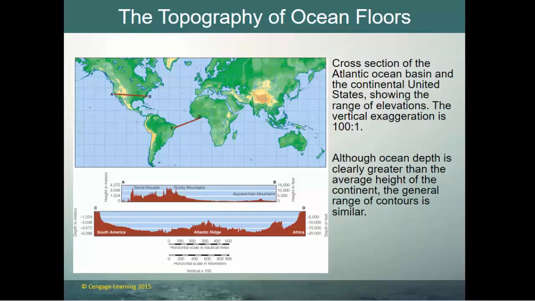So we can see the cross-section of the Atlantic Basin from C to D, and the cross-section of the North American continent from A to B, and you can get an idea of just how big that mid-ocean ridge is. You can see the Rocky Mountains and the Sierra Mountains. The mid-Atlantic ridge is just about as high as the Rocky Mountains when you do a cross-section. So although ocean depth is definitely greater than the average height of the continent, the general range of the contours, the general range of the mountain ranges, are very similar.